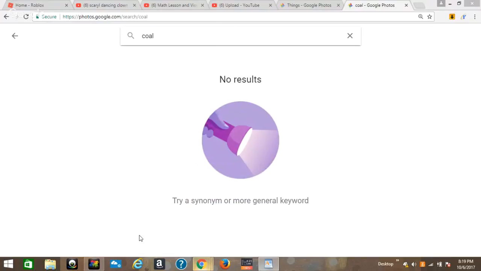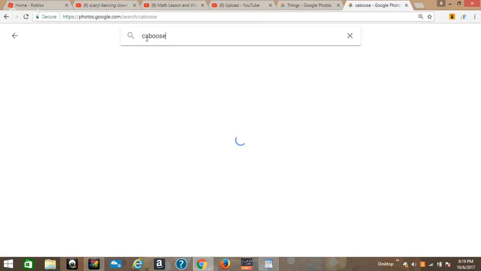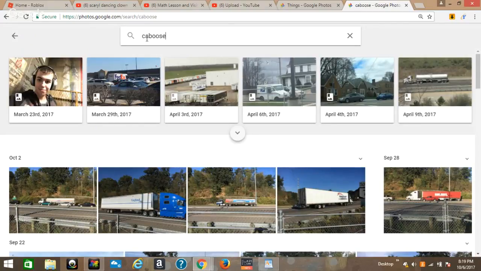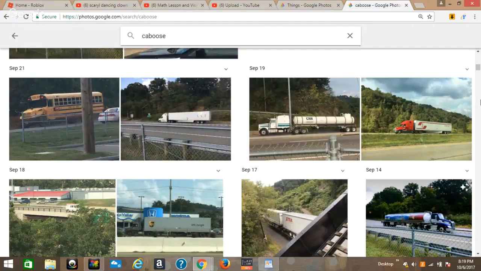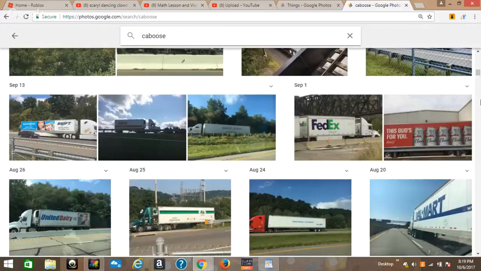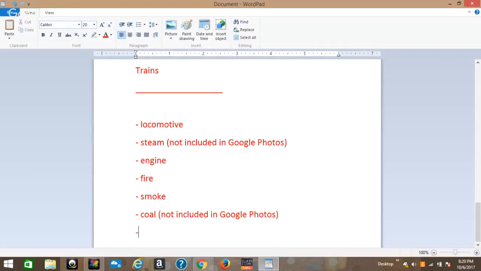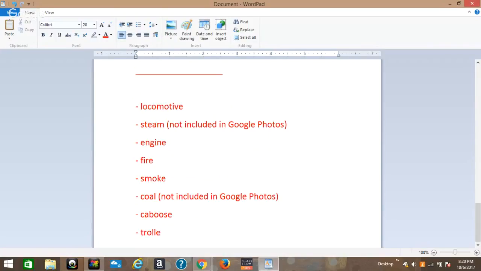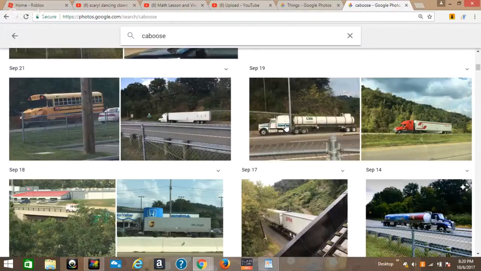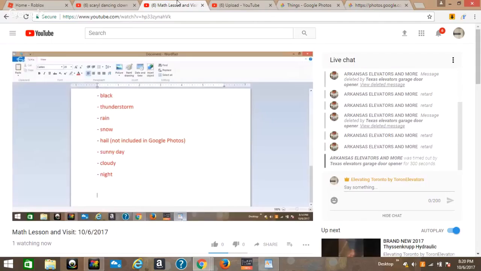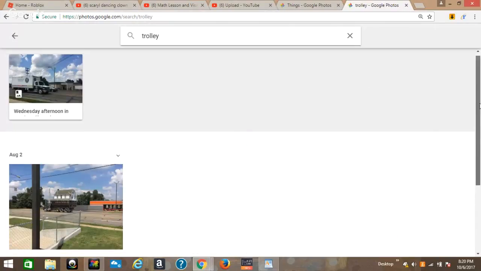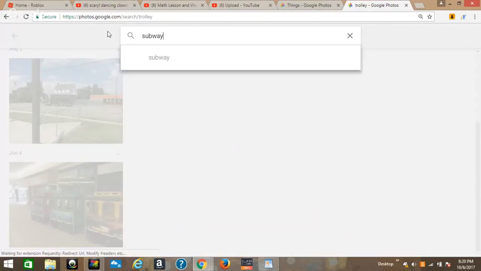Next. Caboose. The caboose is on the train. Car. And there is a caboose right there on a train, an extra train car. And that is the Monongahela Incline. All right, caboose. Trolley. It's another train. A trolley, see, that's a trolley right there, looks like. Trolley, a subway train.